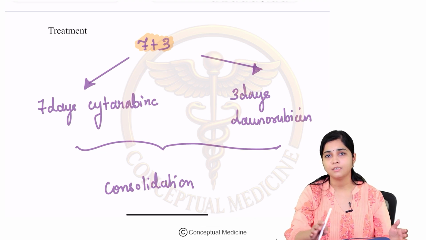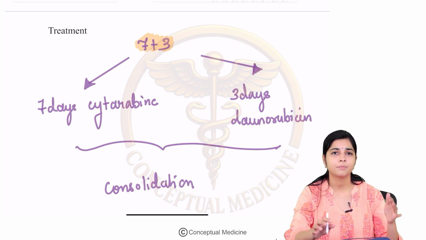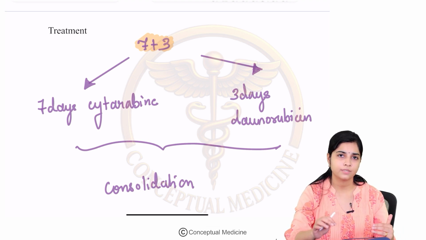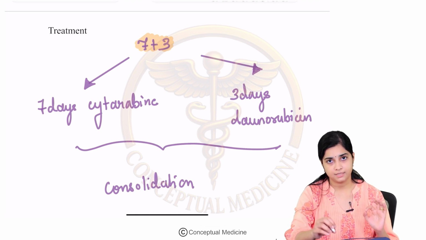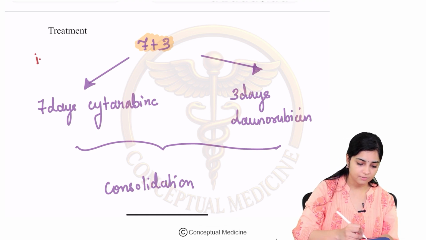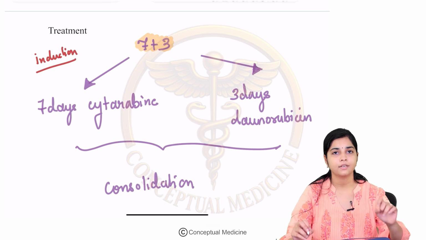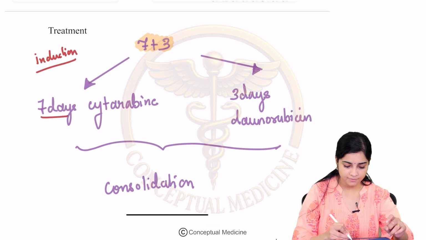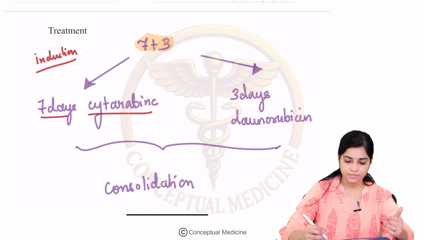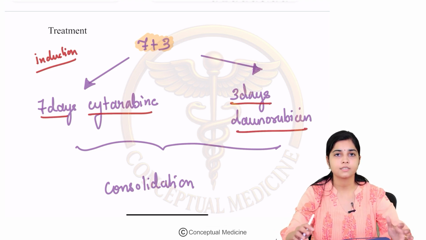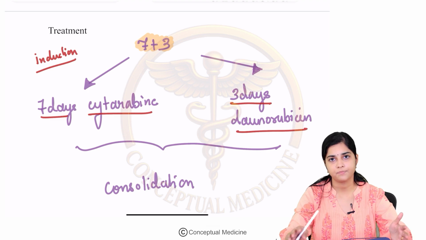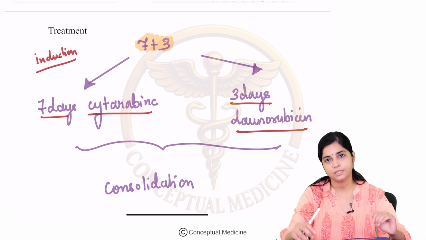So if this is a young patient with no known comorbidities and the patient is able to tolerate the high dose chemo regimen, then the regimen that is given is called the 7+3 regimen. It comprises the induction phase as well as the consolidation phase. In the induction phase, you give 7 days of cytarabine daily infusions along with 3 days of daunorubicin daily infusion, and this is what we call the induction phase. The 7+3 cytarabine and daunorubicin.